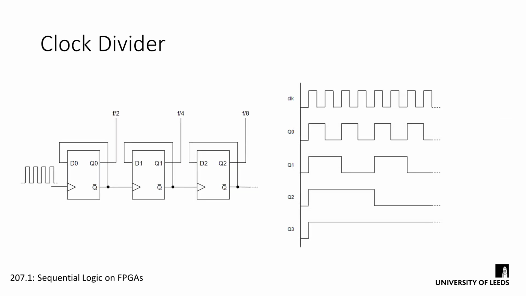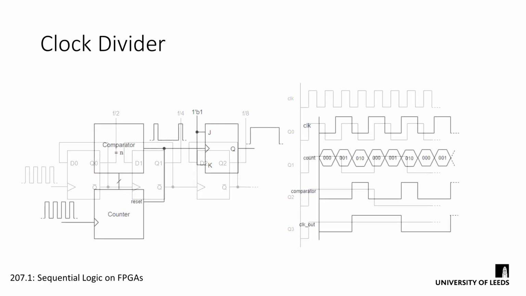By feeding the inverted output from each flip-flop back into itself, we toggle the flip-flop's state on every other clock pulse. This inverted output also acts as the clock for the next flip-flop in the chain, meaning that each flip-flop generates a signal half the frequency of the previous.